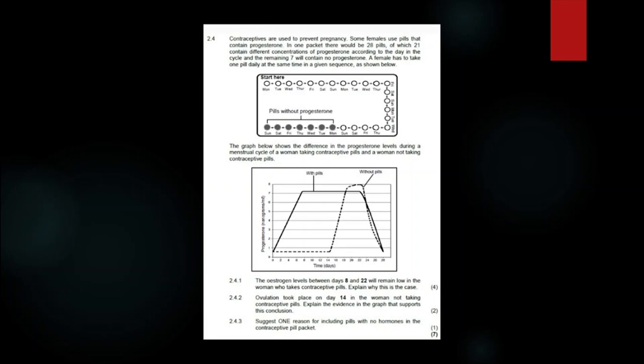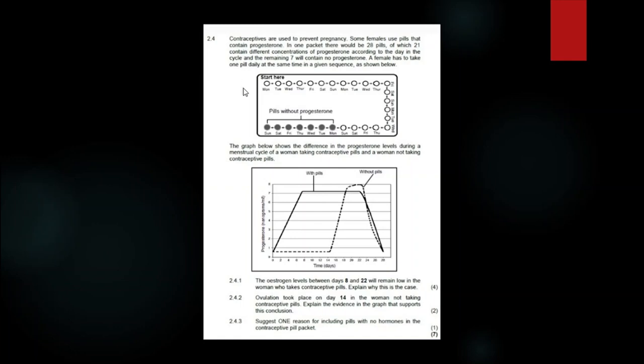In one packet, there would be 28 pills, of which 21 contain concentrations of progesterone according to the day in the cycle, and the 7 remaining contain no progesterone. A female has to take 1 pill daily at the same time and in the given sequence as shown below. Now here, they're showing us the pills. These pills from Monday to Sunday down here have progesterone, and these ones here don't have progesterone.